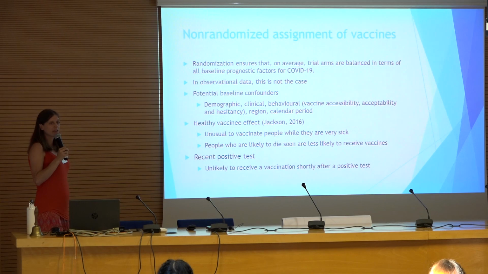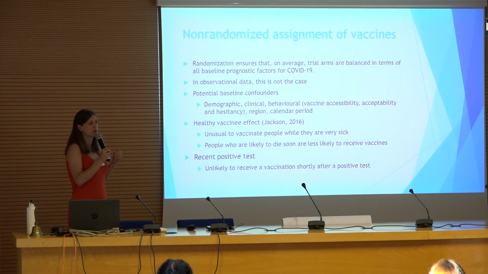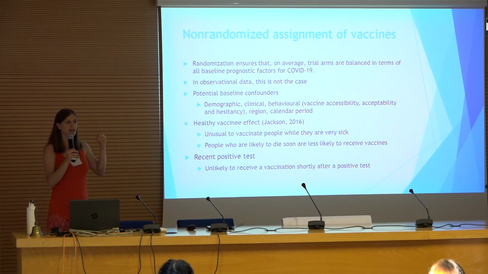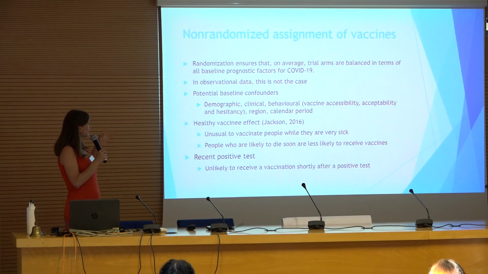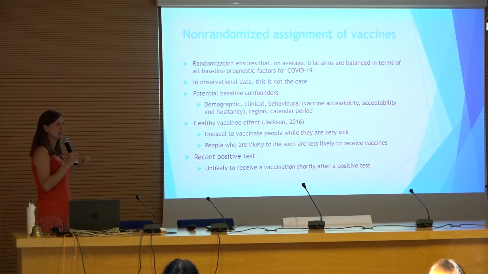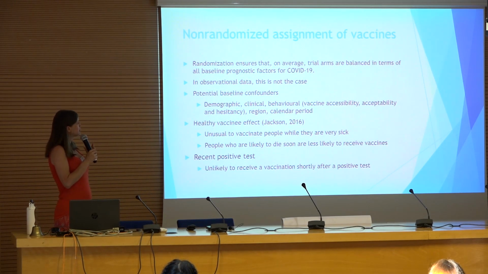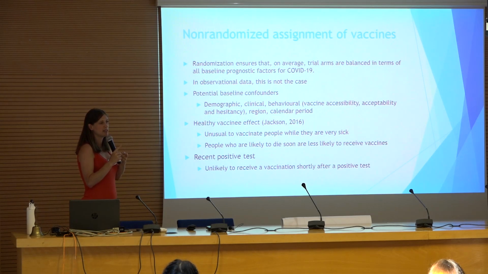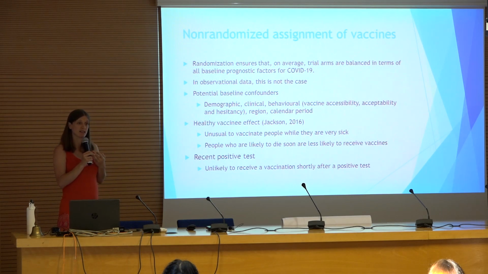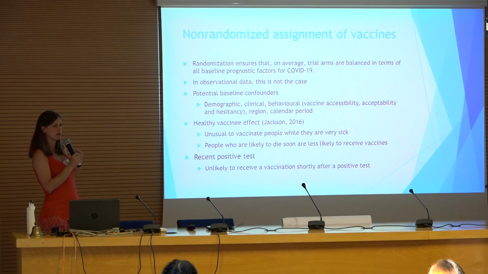So we can immediately think of a number of confounders that are going to be relevant. There are demographic factors that will affect whether or not you get vaccinated, and also your risk of exposure to COVID and your susceptibility to COVID. There's clinical confounders, so comorbidities that again make you more susceptible to infection and severe outcomes. There's a number of behavioral traits, so things that influence vaccine accessibility, acceptability, and hesitancy. Region, geographical region, and calendar period.